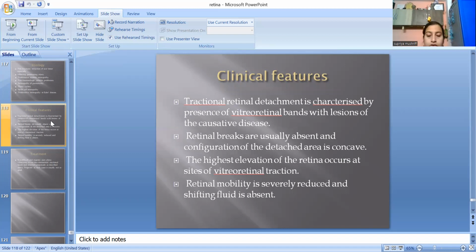As opposed to exudative RD, which is convex. The highest elevation of the retina occurs at the sites of vitreoretinal traction. Retinal mobility is severely reduced and shifting fluid is absent, as opposed to what we have seen in exudative RD.